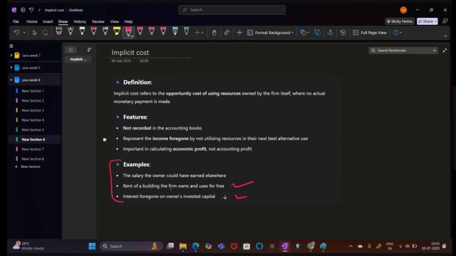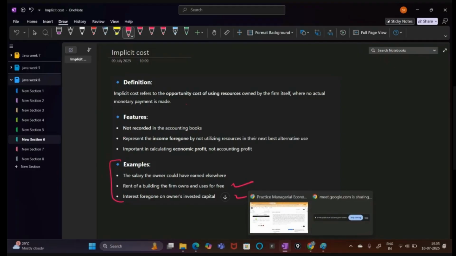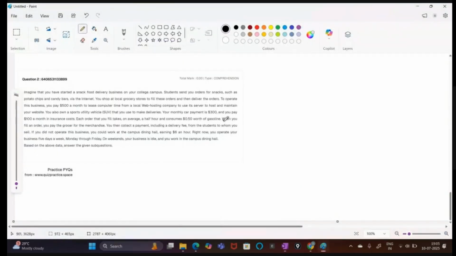And the rent of a building the firm owns and uses for free, this one is also known as the implicit cost. And the interest foregone on the owner's investment capital is also known as the implicit cost. So in the question we will observe which one is the implicit and which is the explicit cost.